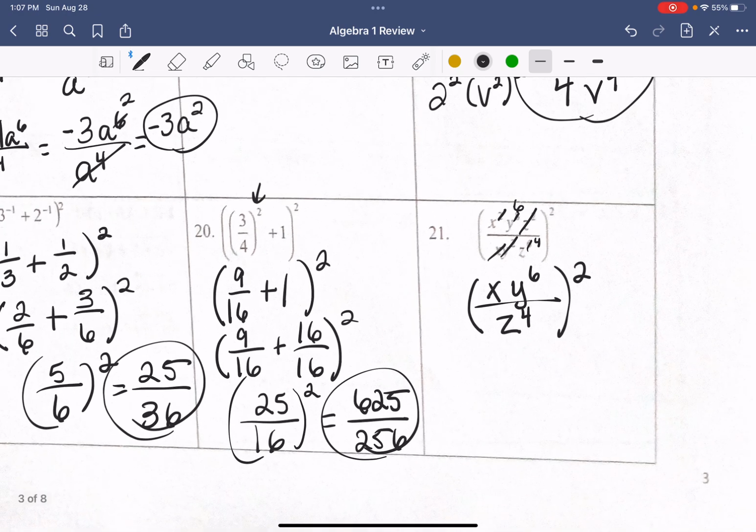And then we just distribute that. So x squared y to the 12th over z to the 8th power. Because remember, if we're taking a square and we're raising it to a power, we multiply. So that's your answer for that.